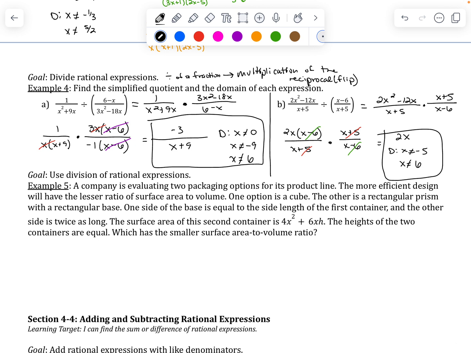Surface area to volume ratio. Okay, so we have to, 1, remember what surface area is, 2, remember volume, and 3, know the formulas for each one of these. Now, the first option is a cube. If we're talking about a ratio, you want surface area to volume. And then the second one is a rectangular one, so this is just like a box. Again, you still want surface area to volume. Okay, so let's piece out what information we have.